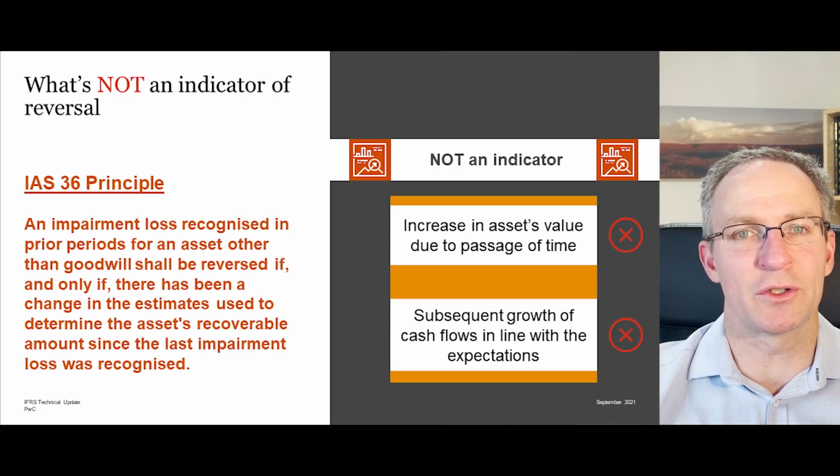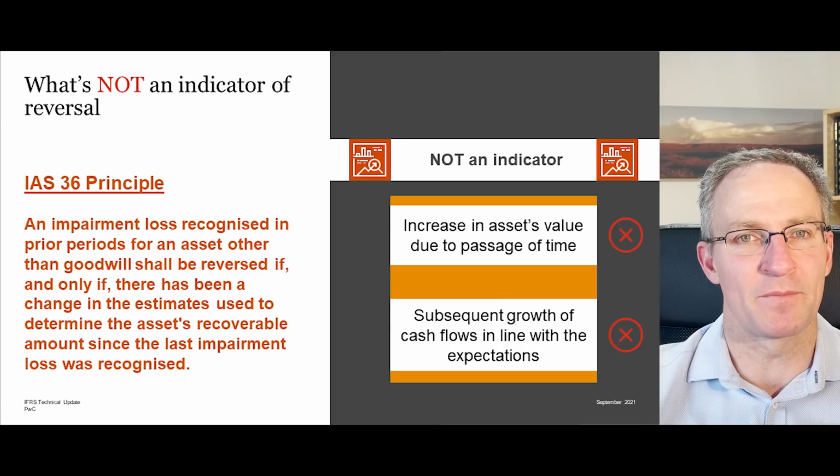In allocating the reversal of an impairment loss, an asset's carrying amount should not be increased above the lower of its recoverable amount, if determinable, and the carrying amount that would have been determined if no impairment loss had been recognised previously, adjusted for subsequent depreciation or amortisation.